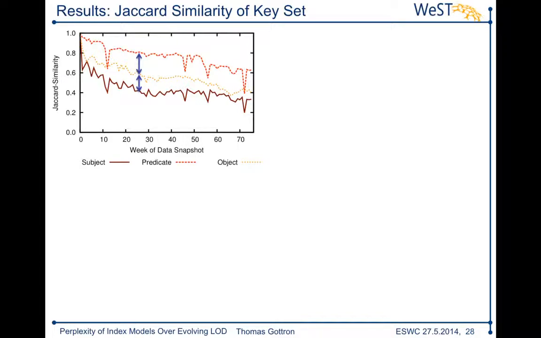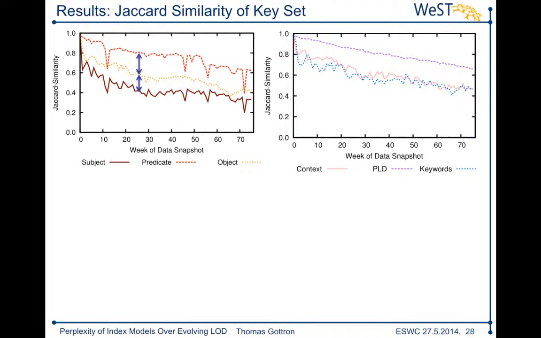If we're looking at the metadata-based indices, then you see there also a relatively constant decline for all of the indices, both for context and for keywords. The pay-level domains are slightly more stable.